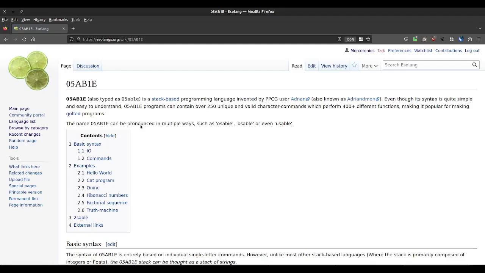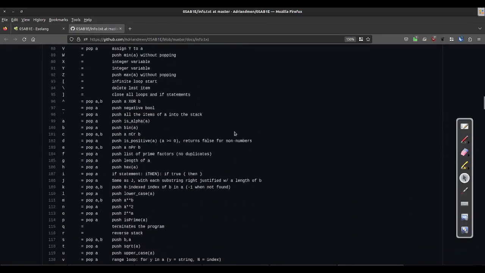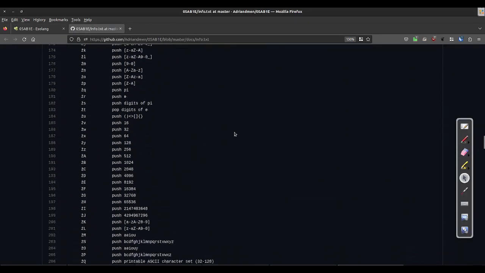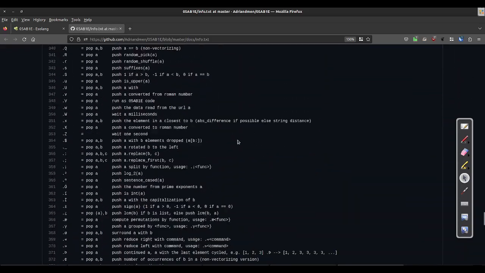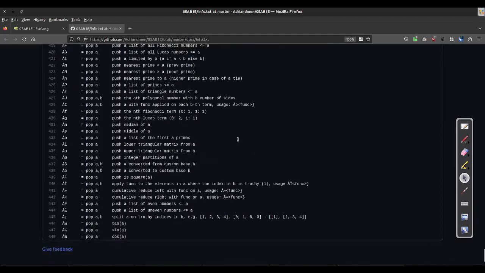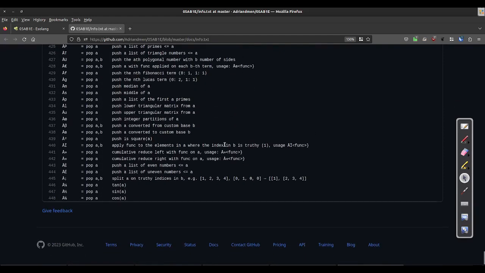The language this week is 05AB1E. According to the ESOLangs article, the language's name can be pronounced more or less however you like. For this video, we'll call it Osable. Osable is a stack-based golfing language in the same vein as GolfScript and CJam. Osable is actually quite straightforward as a language. Its primary selling point is its sizable collection of primitives. The language has over 200 distinct 1- or 2-character commands, which perform various arithmetic and control flow operations. Many of these commands are overloaded based on the types of their inputs, for a total of over 400 unique functions that can be accessed by these commands.